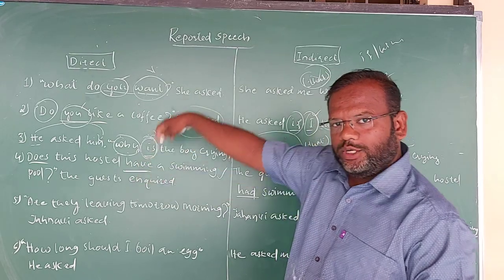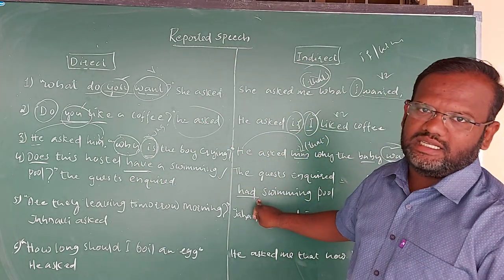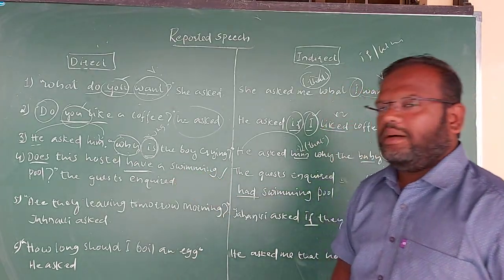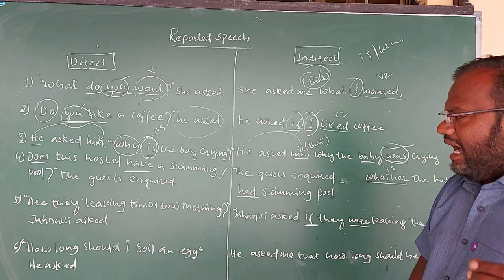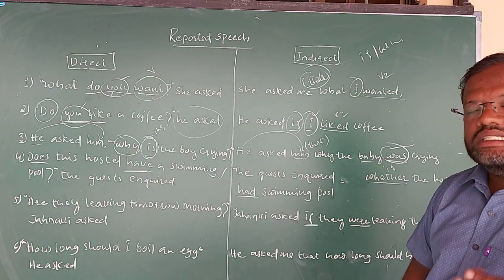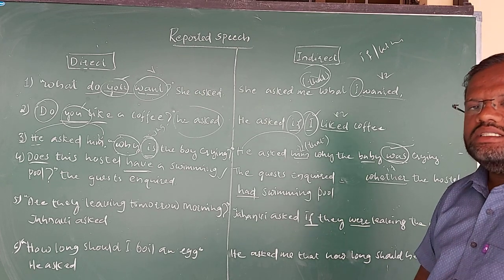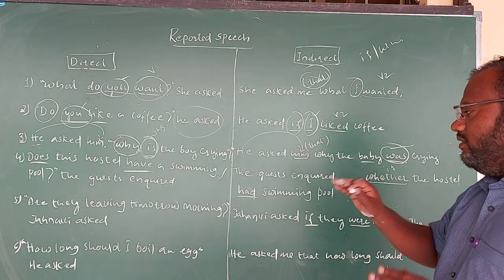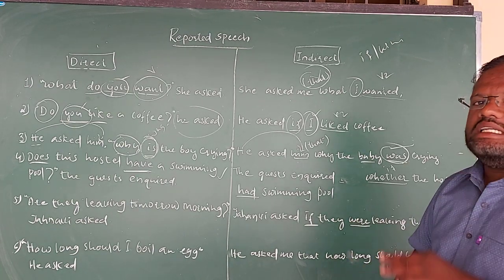When we are changing it to indirect speech, it will become had, past perfect tense. Right? So let's see example number 5. "Are they leaving tomorrow morning?" Janvi asked. So we will change it into indirect speech, but before moving, let us understand which tense it is in.